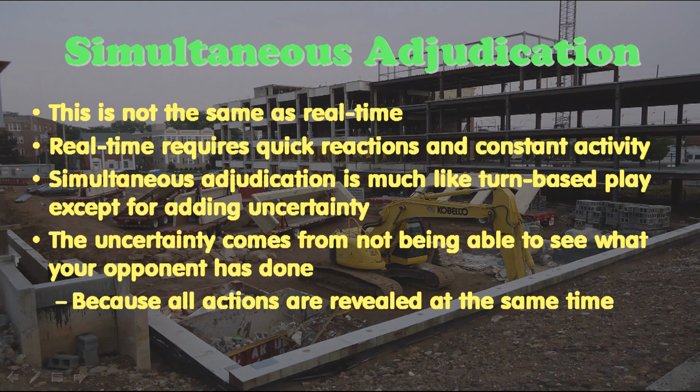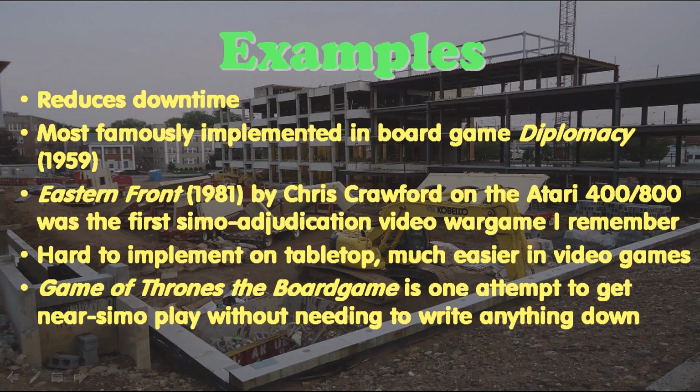This introduces additional uncertainty compared to turn basis, because you're not able to see what your opponent has done. And that's because all actions are revealed at the same time. It's like real time because everything happens at once when it finally happens.